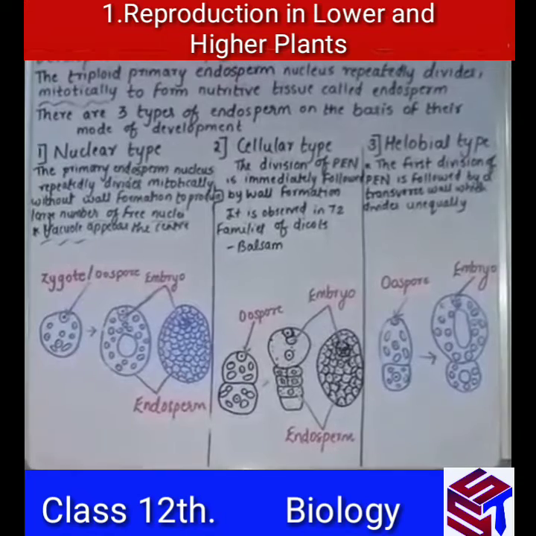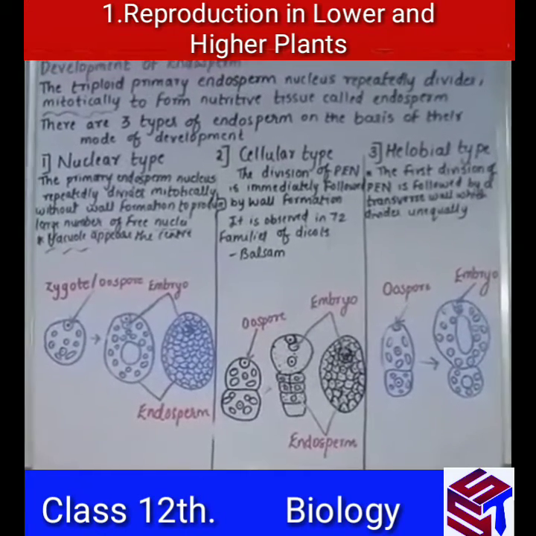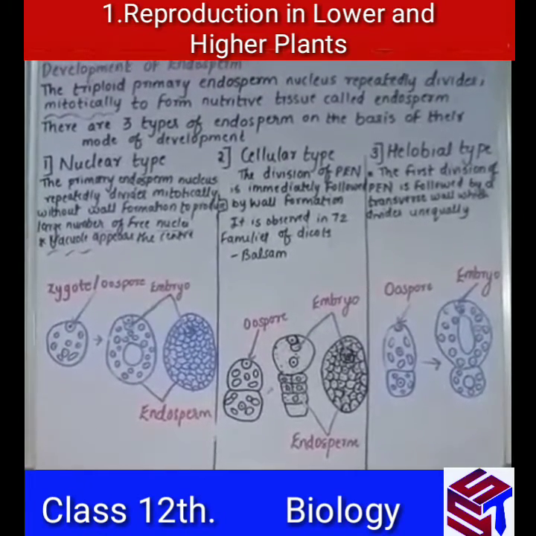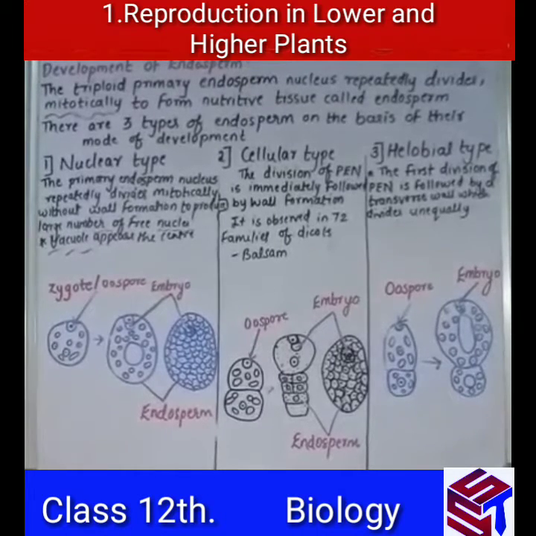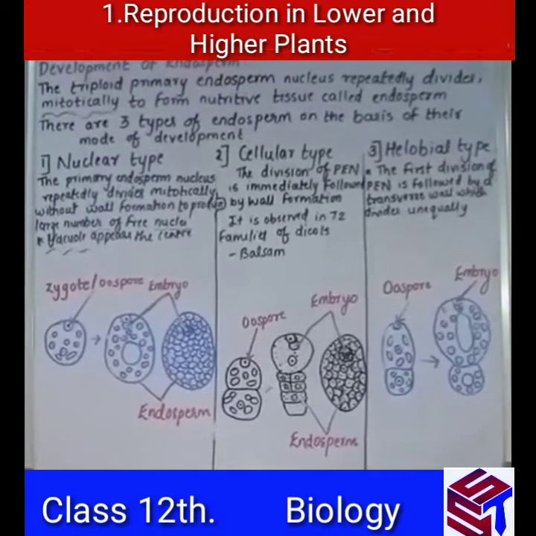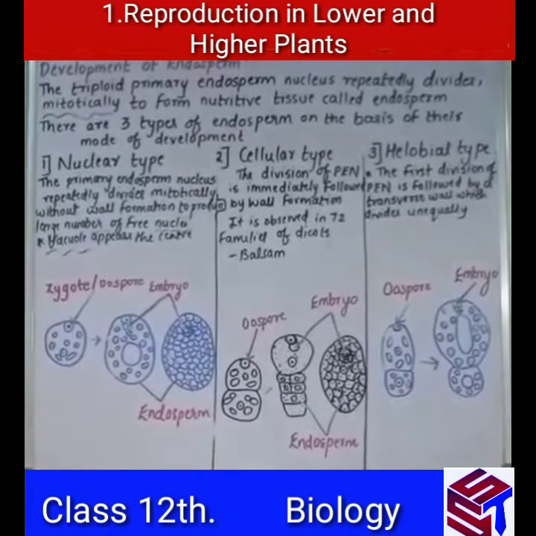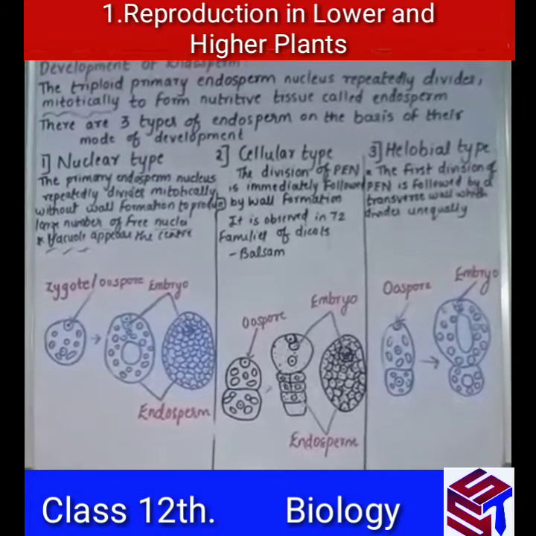Now the development of endosperm occurs as the nuclear type; the subsequent division is like that of the nuclear type only. It is an intermediate type which is common in the Helobiae series of monocots. So it is mainly seen in monocots.